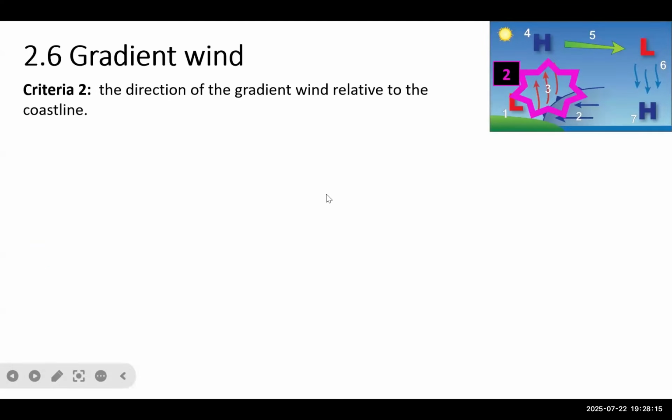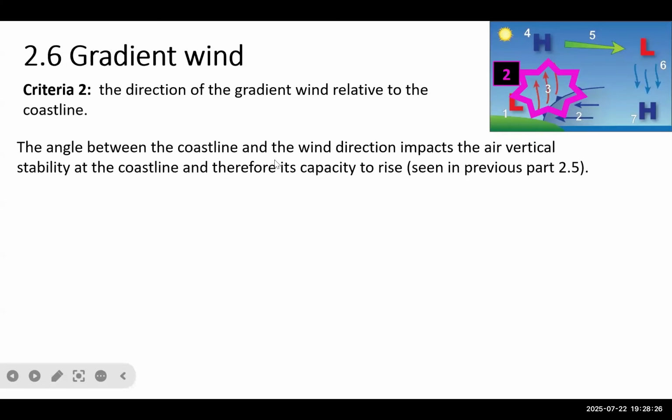So now let's move into the second criteria: how the gradient wind impacts the instability and the rising of the air along the coastline. Okay, so here the angle between the coastline and the wind direction impacts vertical stability at the coastline and therefore the capacity to rise. So there is some physics for this. So I'm just going to explain as simply as I can.